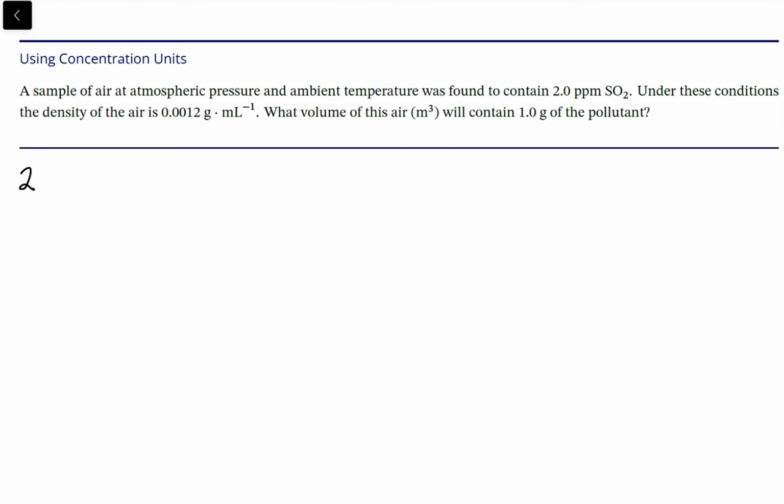So 2.0 parts per million SO2 means that we have 2.0 milligram SO2 per kilogram of solution. And what is the solution in this case? It's air, because air contains the SO2 and the other stuff. But what else do we know about the air? Well, we know the density of air is 0.0012 gram per milliliter, is the density of that air.